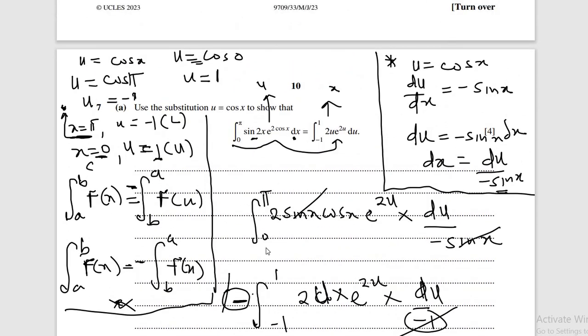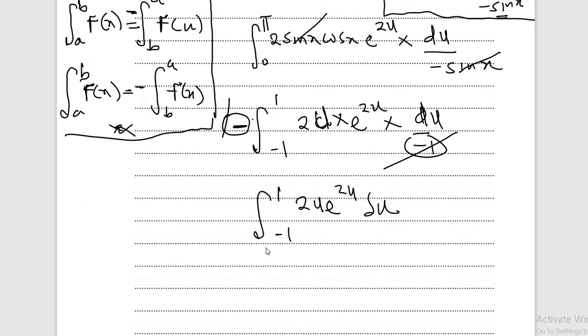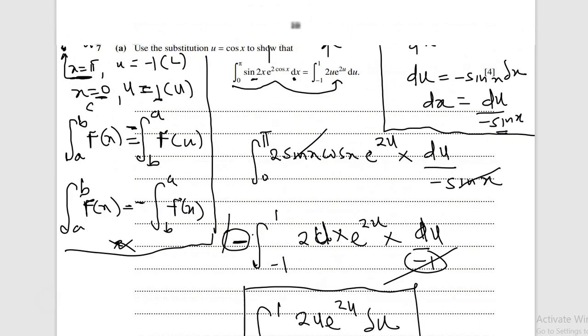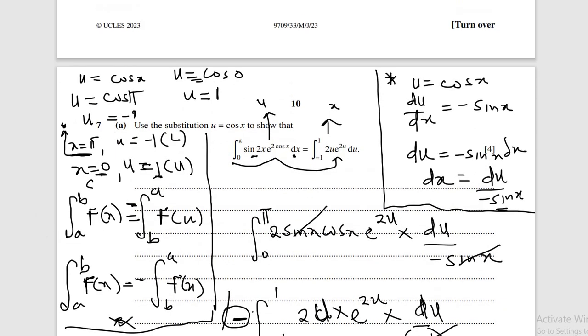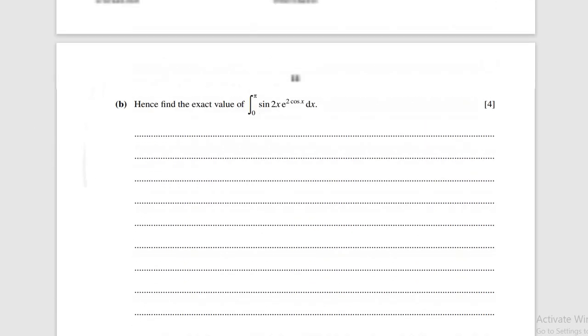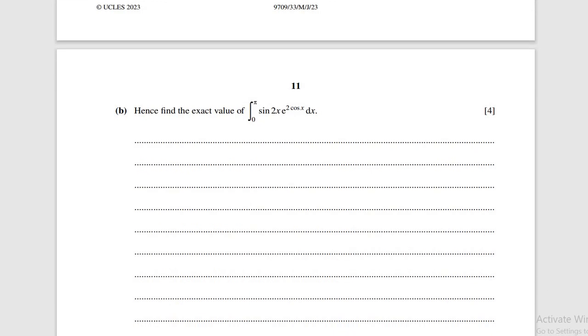I think this is what they asked us. Sorry, I'm managing space. I don't know if the space will be enough. This is what they've asked us to prove. I believe it is clear. Let's move to the next one. That's what they asked me to prove. Next one. Now, find the exact value.